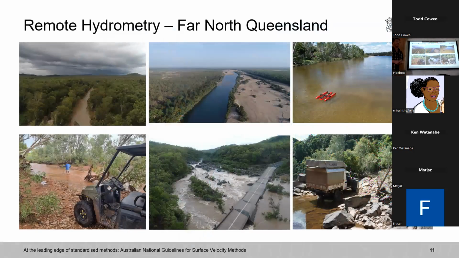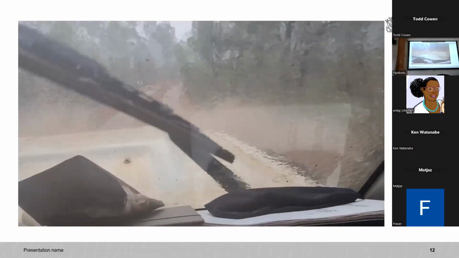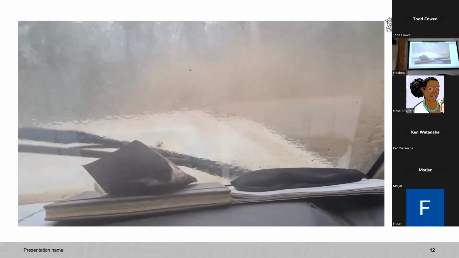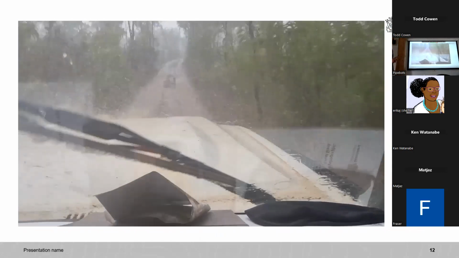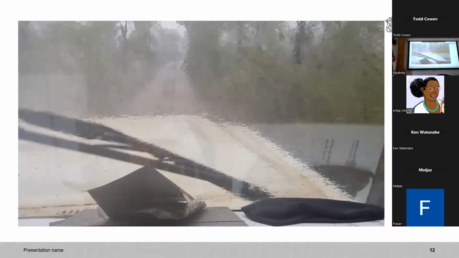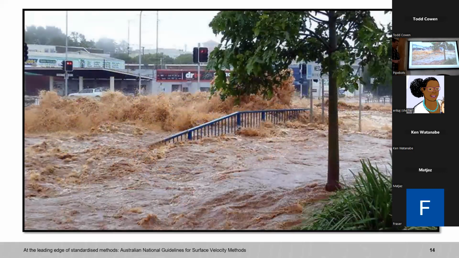Next slide. And a lot of it is very remote. We have many days travel to get around our sites. The field trip for me can be up to 14 days in very remote and sometimes quite hostile terrain. So access is obviously a bit of an issue for us, especially when you want to measure high flows. And as you can see, a long way from nowhere. Next slide, please. And you can end up getting yourself into quite a bit of trouble.